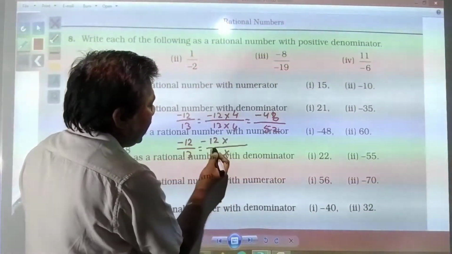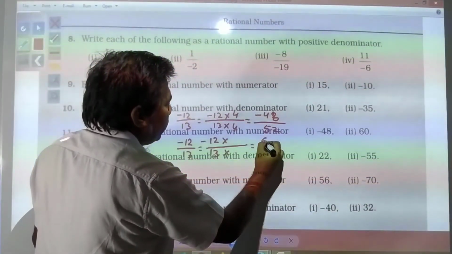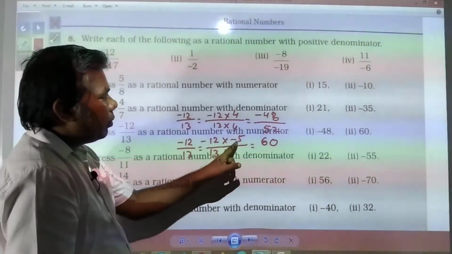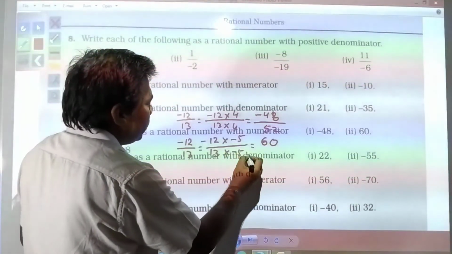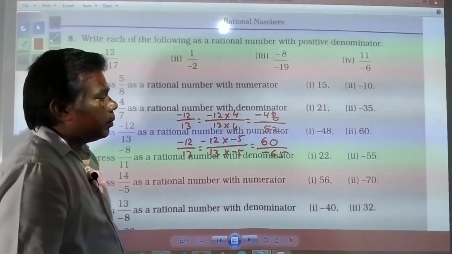So for getting that minus number, minus 5 will be required. Here you need to get 60. So minus 5 will be required. 12 fives are 60, minus into minus is plus. So minus 5, so this will be minus 65, and this will be your answer.